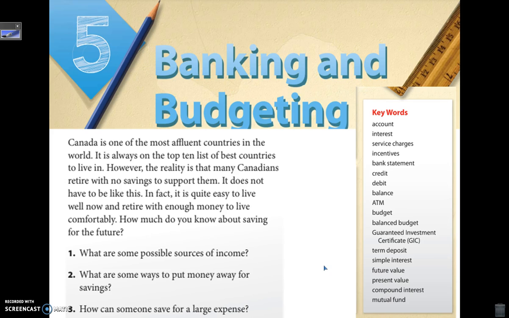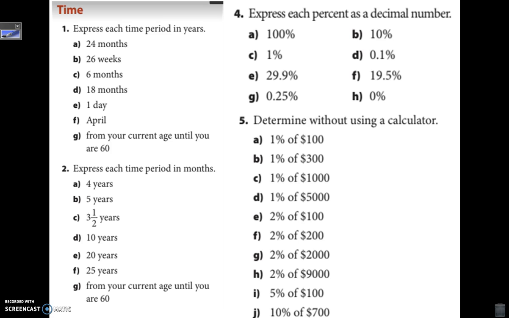What are some possible sources of income, and what are some ways to put our money away for savings, and how can someone save for a large expense? That's where we're going to get to our budgeting stuff, not necessarily today, but throughout this chapter. Here are some questions for you to think about. For question 1, express each time period in years. If you'd like to pause the video right now, that would be good to do, and you could answer those questions.